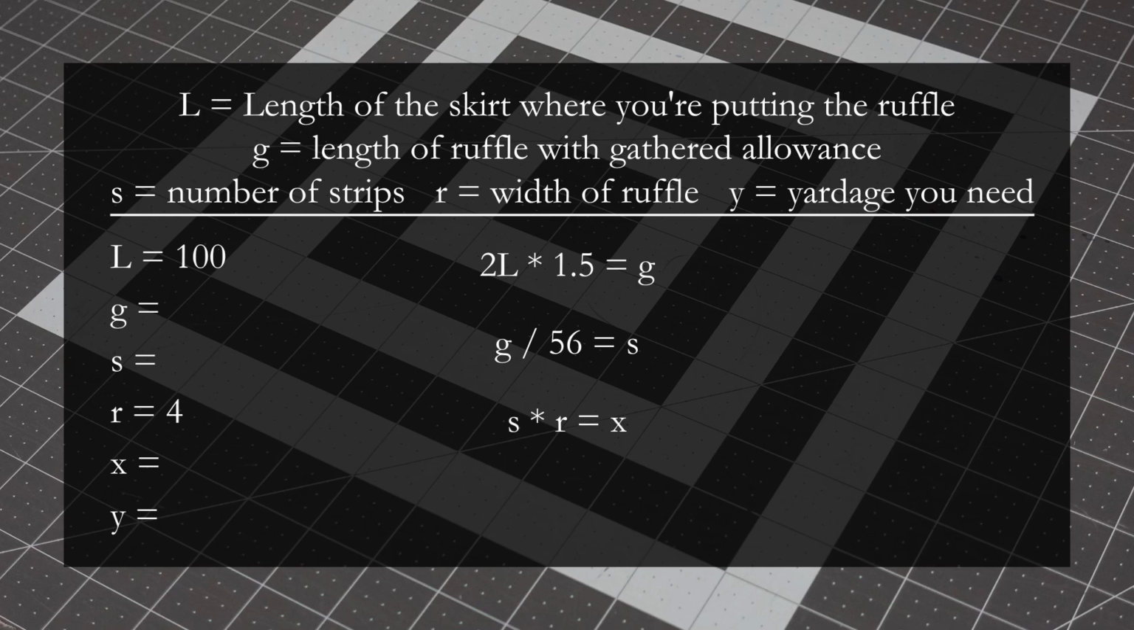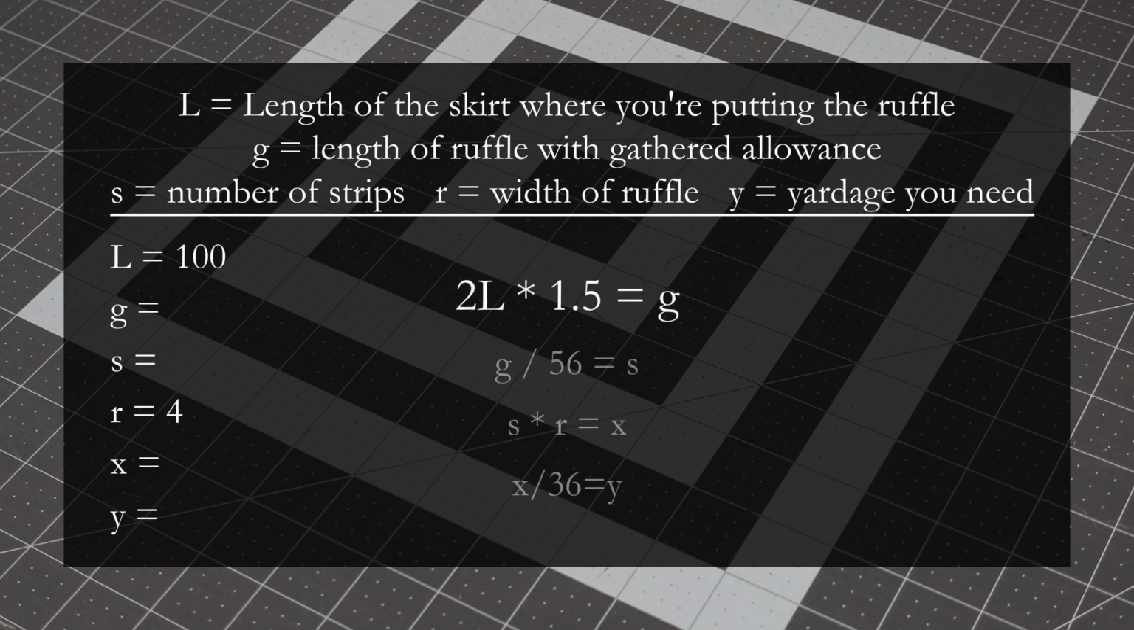After that, we're going to take S and multiply it by R. We're going to get X, and then we're going to take whatever that X ends up being and divide it by 36, because there are 36 inches in a yard, and that's going to give us our yardage. Okay, that was a lot. Let me show you how it actually works.